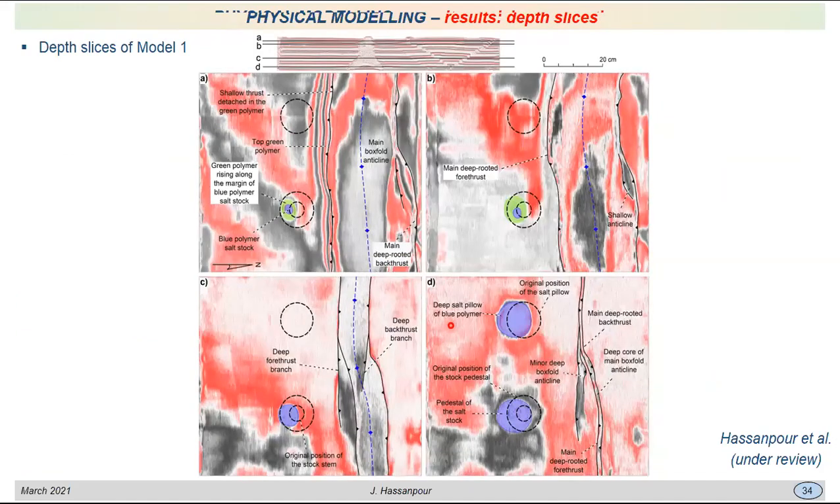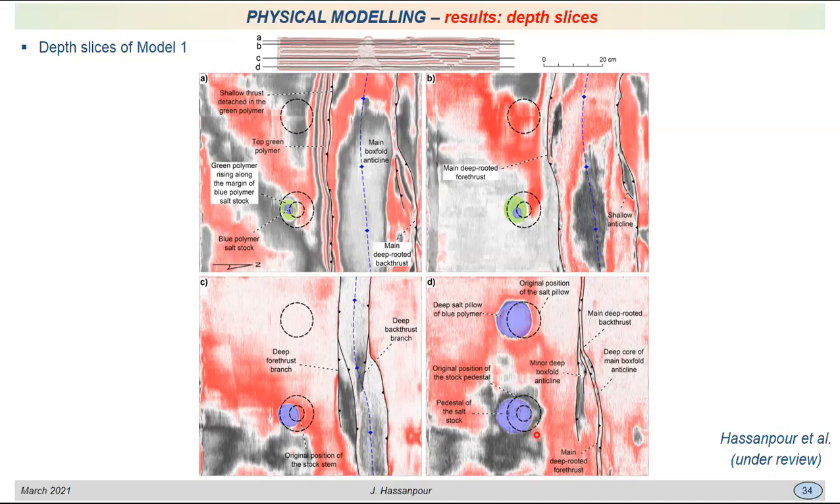So in this slide, and the next one, I'm going to show you the internal structure of both models. We are looking at the different depth slices of both models. These are the 4 depth slices of Model 1. As you can see, the box fold is quite linear at shallower depths, but at greater depths toward the base of the model, it shows a shift toward the foreland in this part of the model.